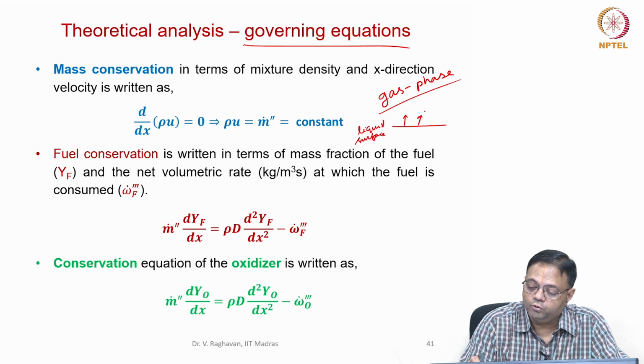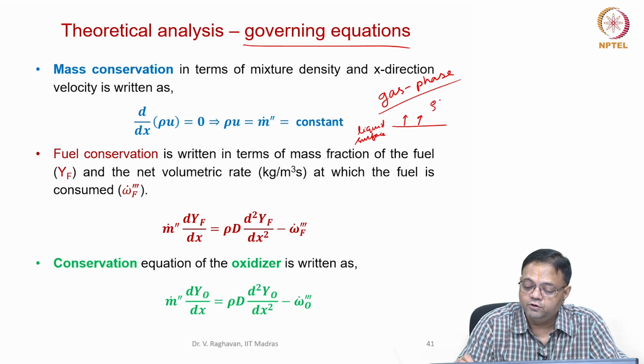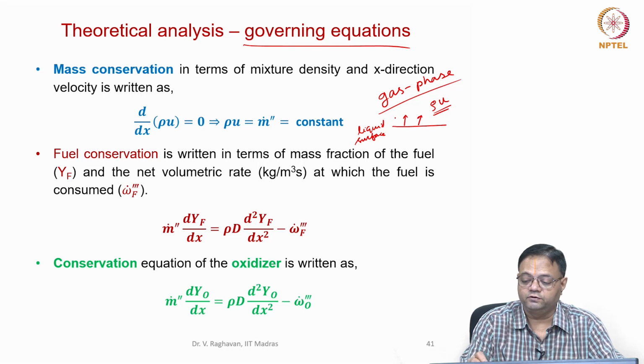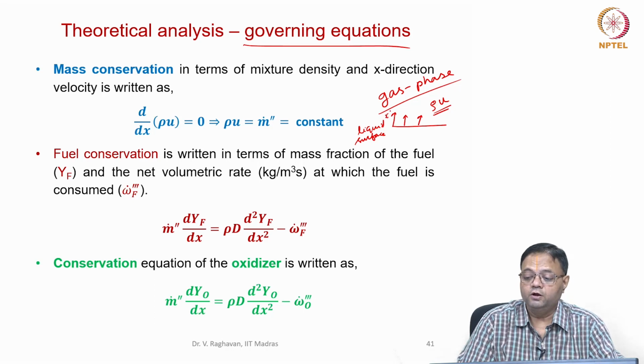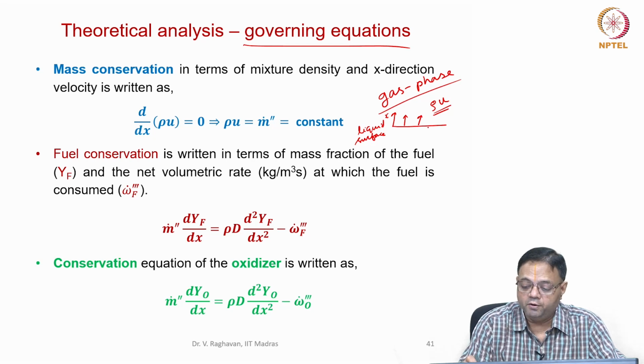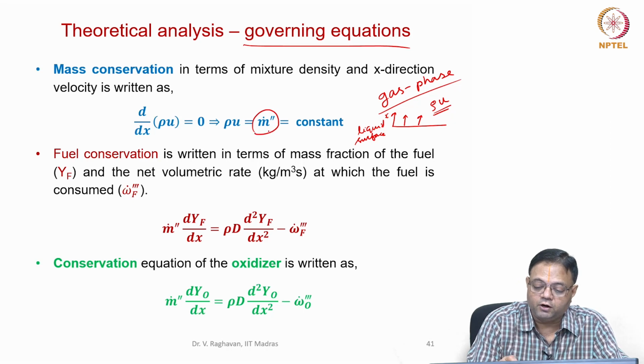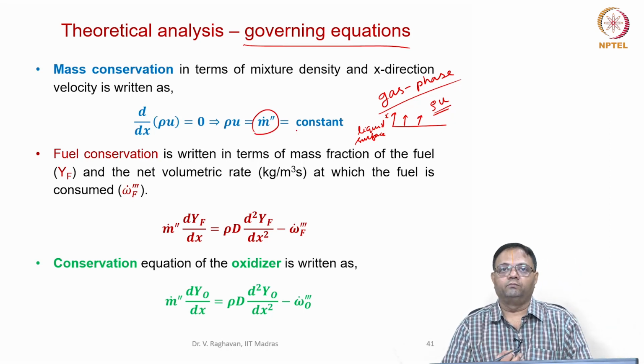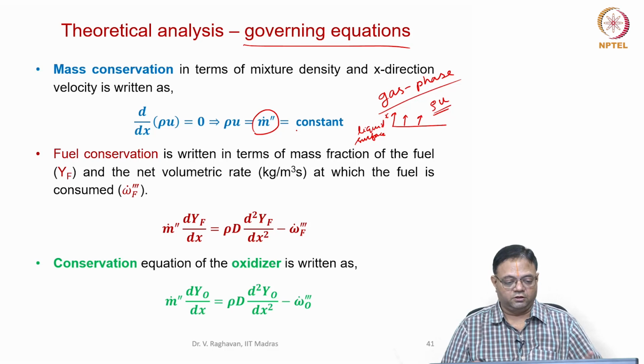So mass is coming out. This mass flux is rho u, where u is the x direction velocity. So this is the x direction; we are talking about the x direction. So rho u is the mass flux which is coming out. That is the mass burning rate, you can say, per unit area. m dot double dash is a constant because it burns steadily. So m dot double dash is a constant.